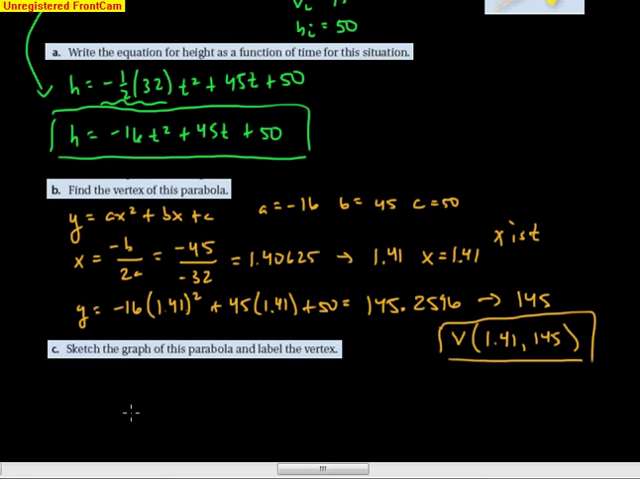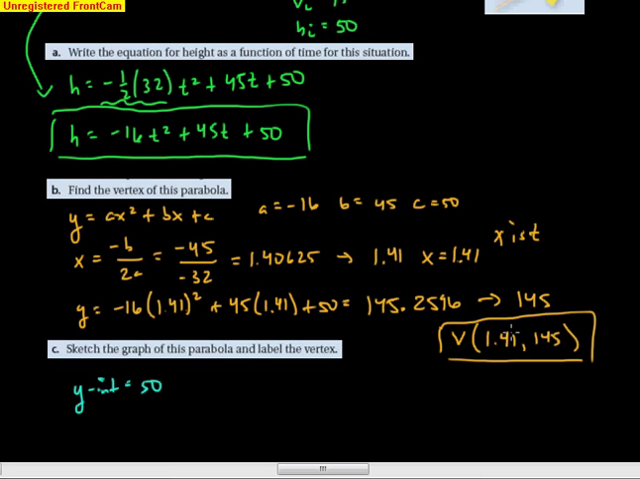Now it wants us to sketch a graph of this, okay? So before I decide to graph this, the next thing I want to find is my y-intercept. So I'll come back here. My y-intercept, I look at the equation, I cross off the t's, and it's your c value of 50. So you can see that this vertex, this maximum height is 145, and then the time is 1.41. That's your time in seconds.